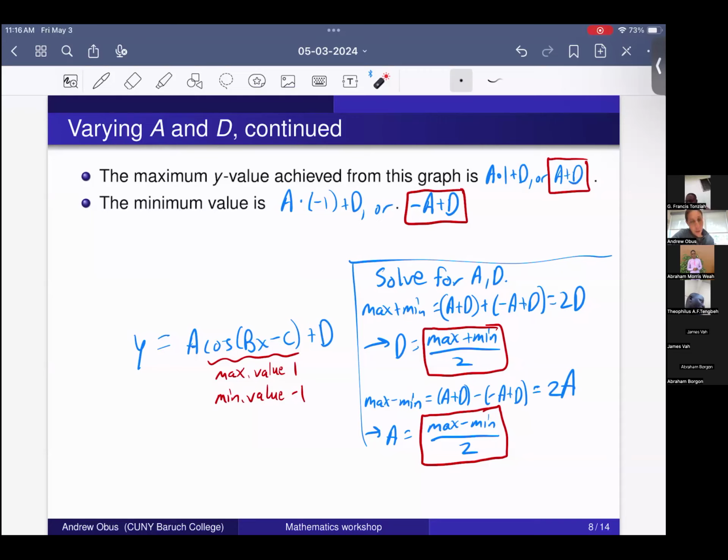Okay, so what we're going to do now is try to do the same thing for b and c. How can we figure out just from looking at the graph what b and c are going to be?